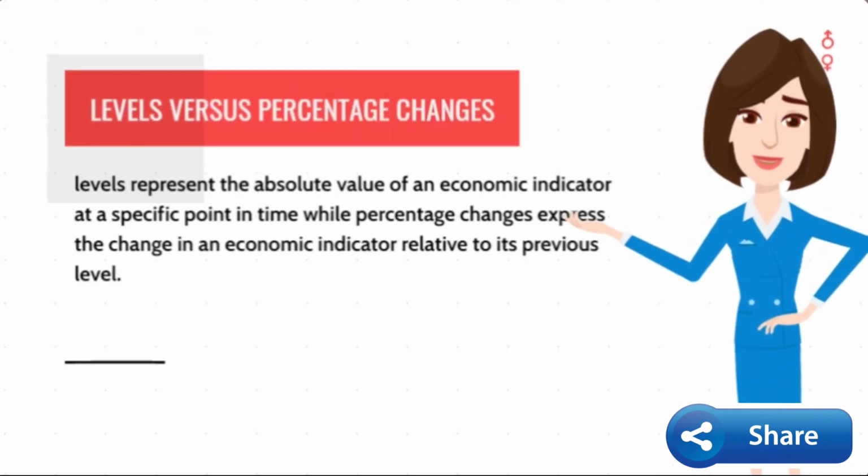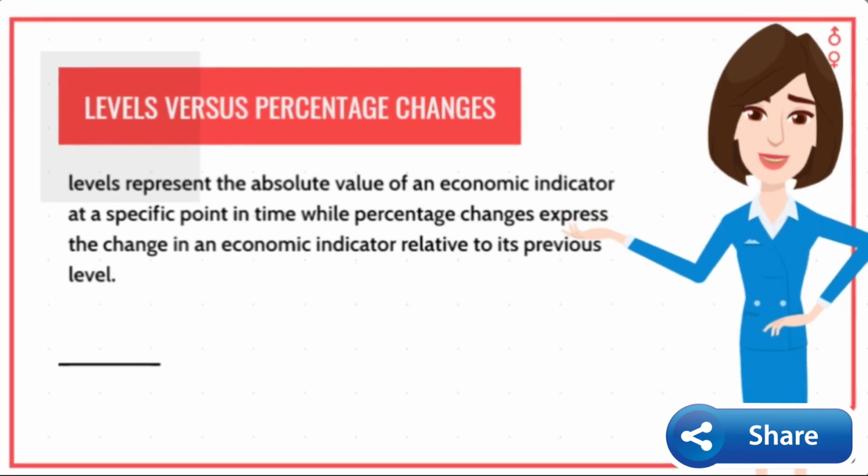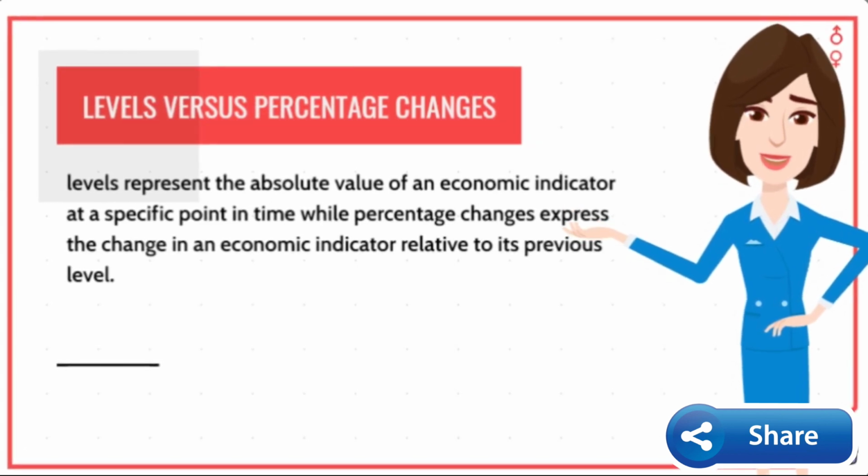Levels versus percentage changes. Levels represent the absolute value of an economic indicator at a specific point in time, while percentage changes express the change in an economic indicator relative to its previous level.